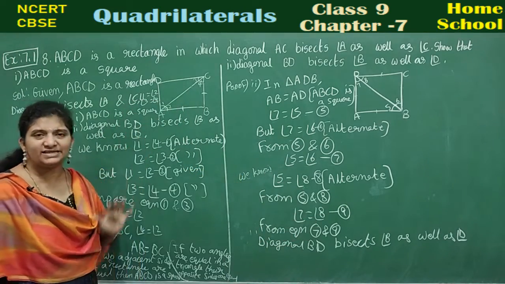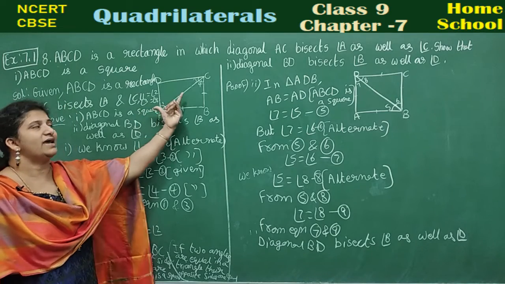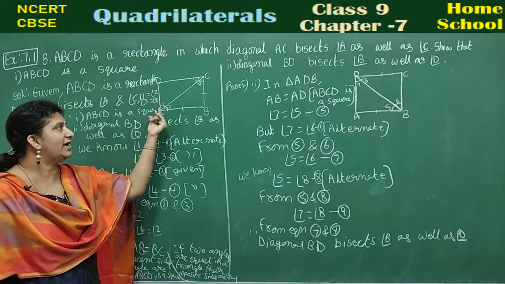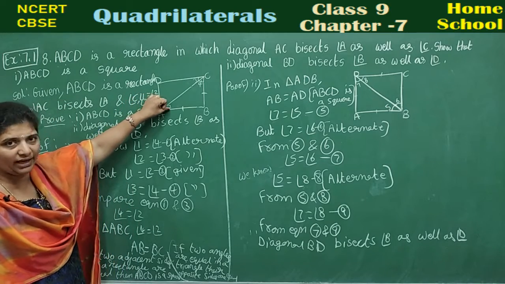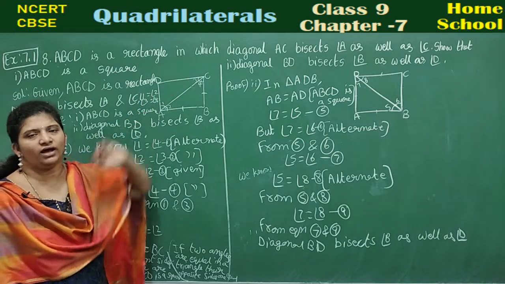Given ABCD is a rectangle and diagonal AC bisects angle A and angle C. Bisecting means angle 1 equals angle 2 and angle 3 equals angle 4.